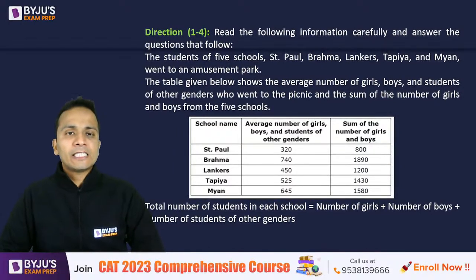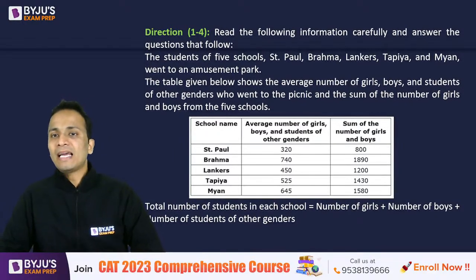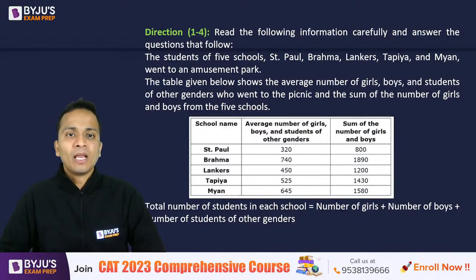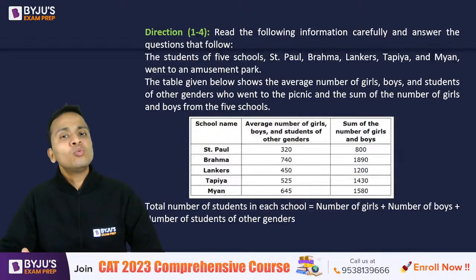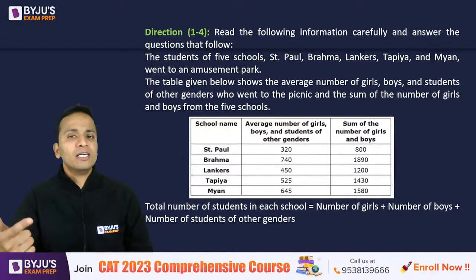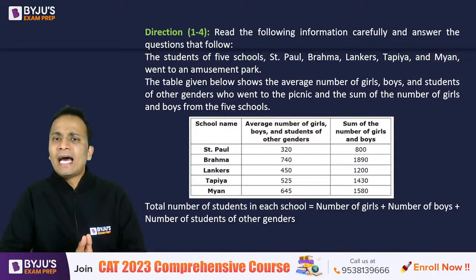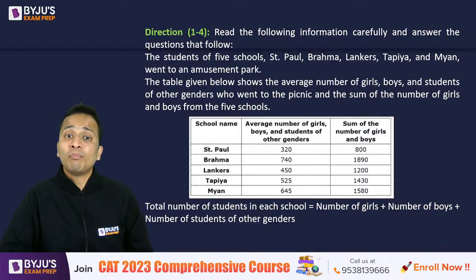So the directions are telling us that the students of 5 schools, St. Paul, Brahma, Lankers, Tapia, and Nyan, went to an amusement park. The table given below shows the average number of girls, boys, and the students of other gender. So we have all three genders here, boys, girls, as well as the students of other gender, who went to the picnic, and the sum of the number of girls and boys from the 5 schools.